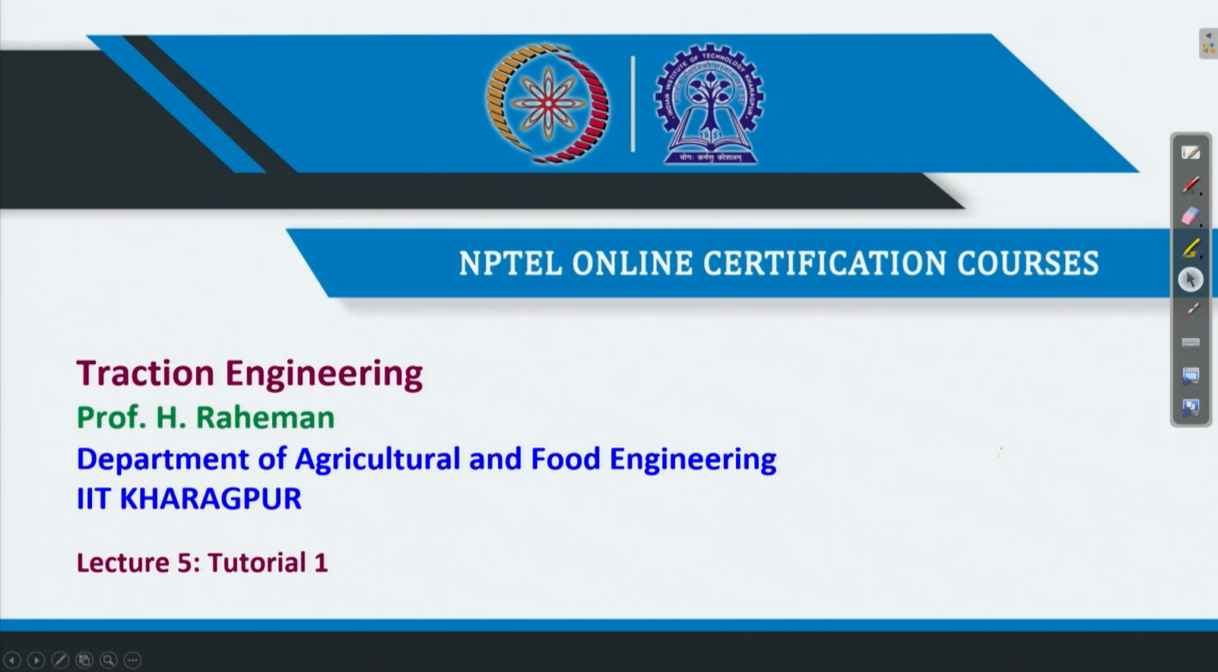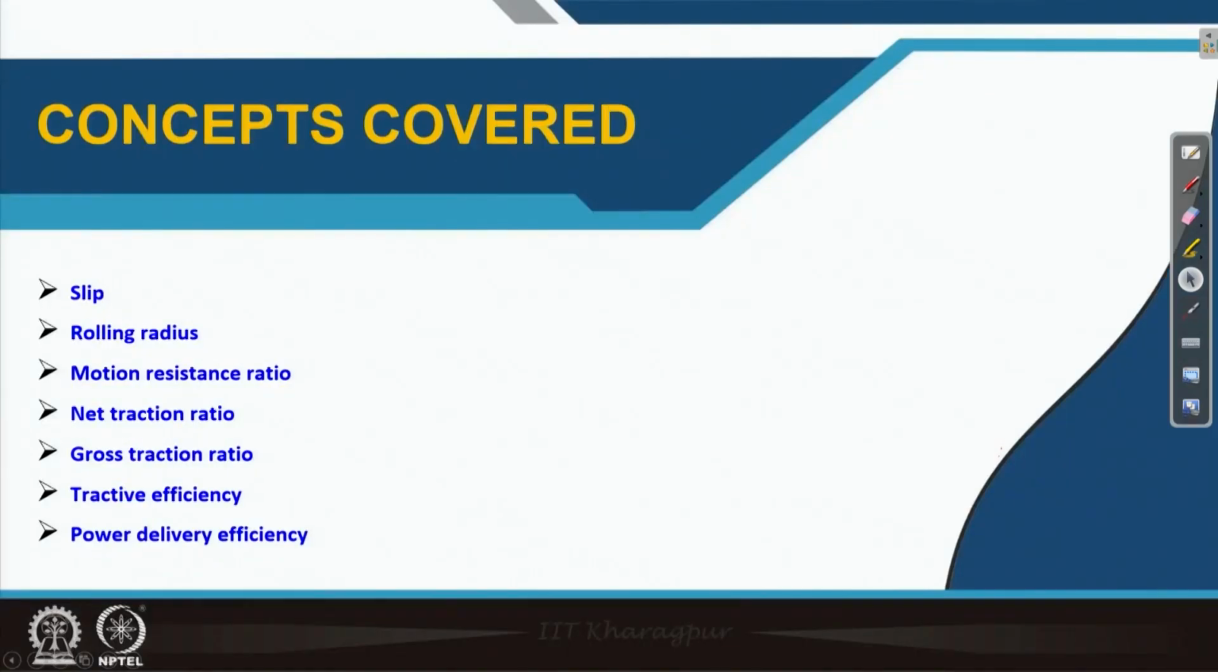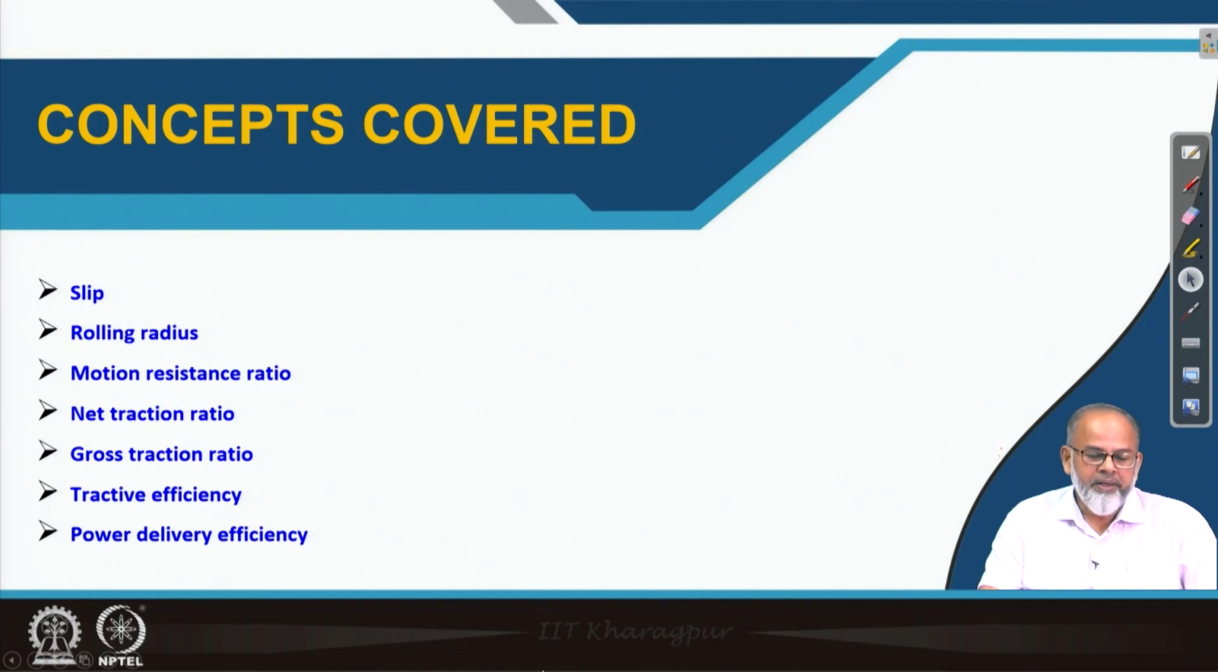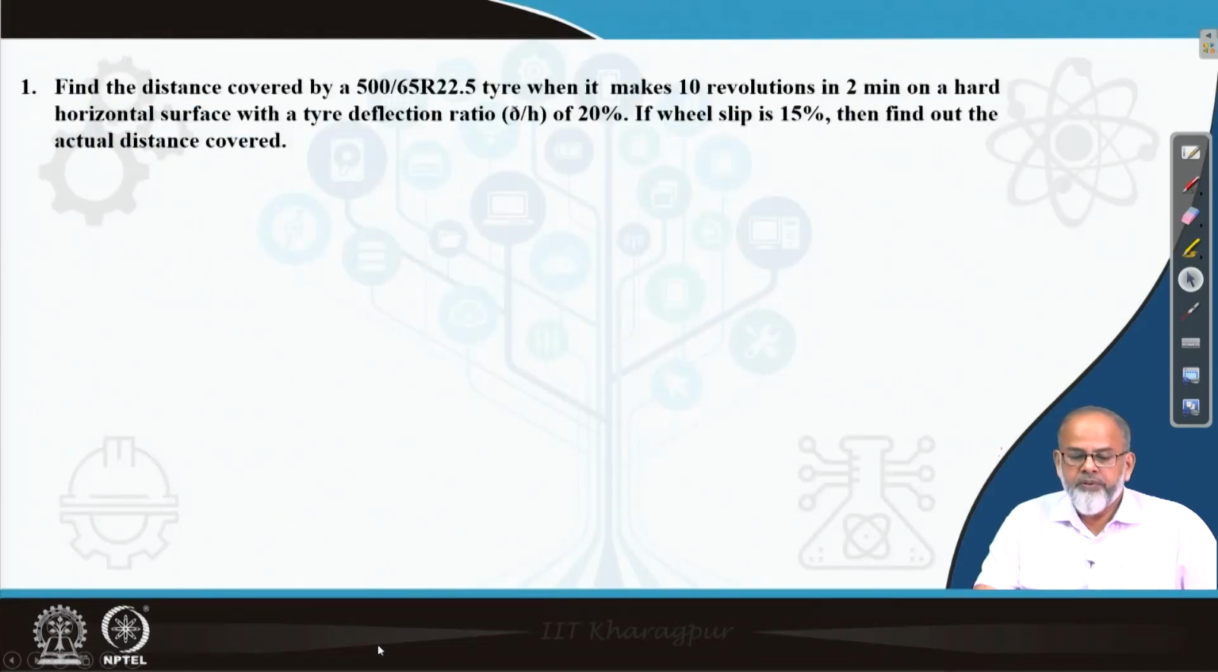Whatever concepts we have covered in lecture 1 to lecture 4, I will try to further clarify with the help of these problems. The concepts we have covered so far are slip, rolling radius, how to measure rolling radius, how to measure motion resistance ratio, then net traction ratio, gross traction ratio, tractive efficiency and power delivery efficiency. All these parameters I am going to give you using these questions.